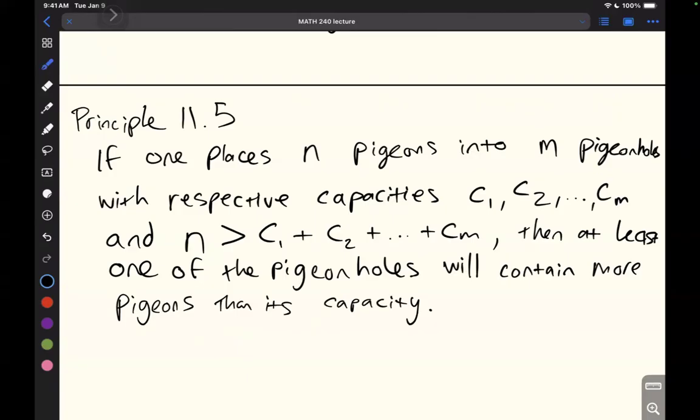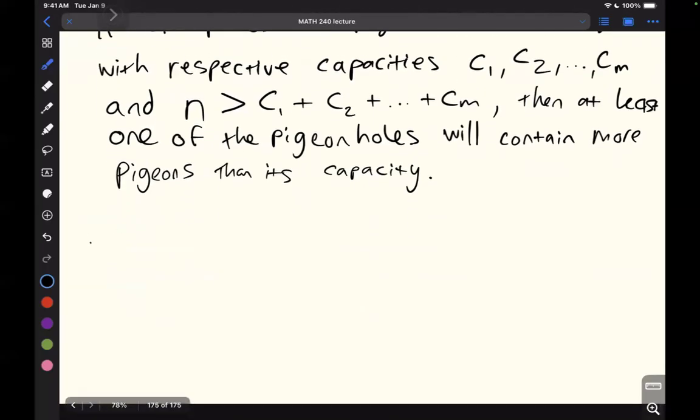Right? So if I have mailboxes and my mailboxes are all different sizes and I can fit 2 letters in the first, 3 letters in the second, 5 letters in the third. 2 plus 3 is 5 plus 5 is 10. If I get 15 letters, then I'm going to be stuffing at least one of the mailboxes beyond its capacity.